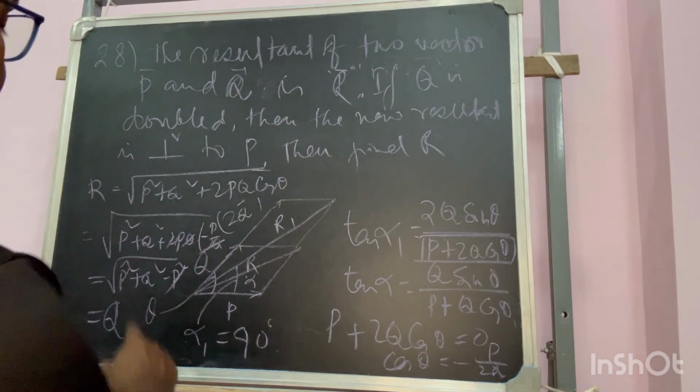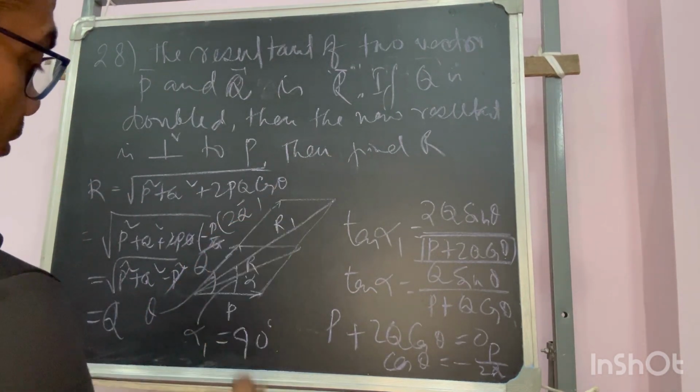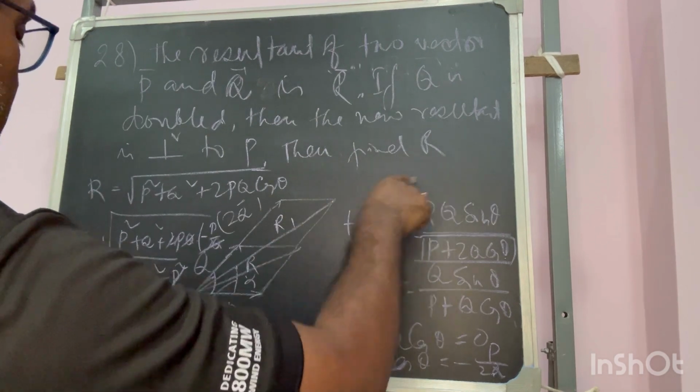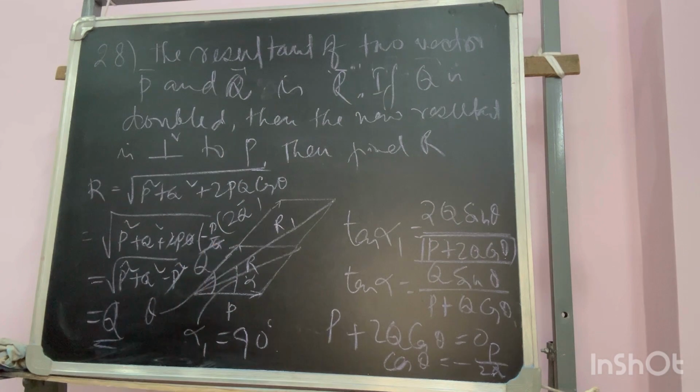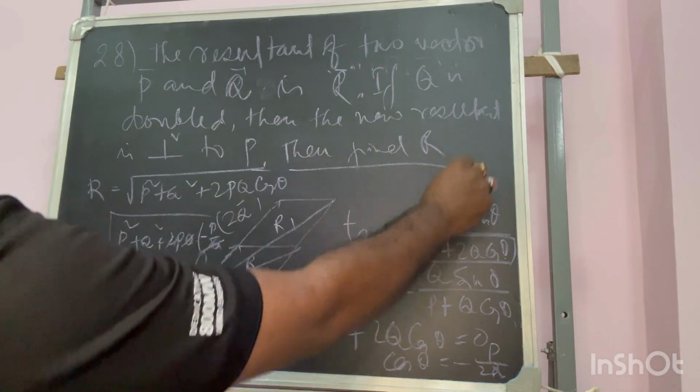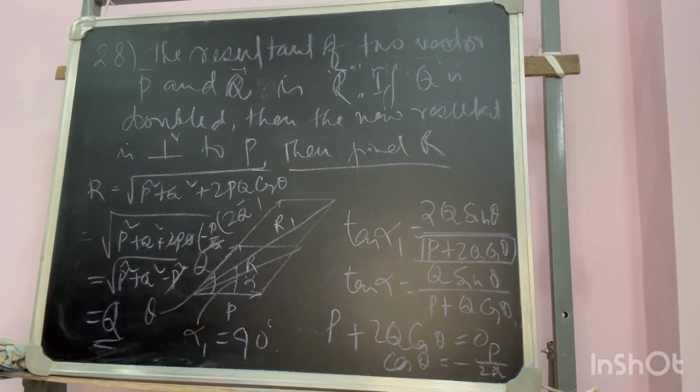So the resultant, earlier it is equal to the Q, and this is the R, so this is equal to the vector Q. Okay, this I found. So this is the requirement. Then find R. So R is equal to Q. Okay.